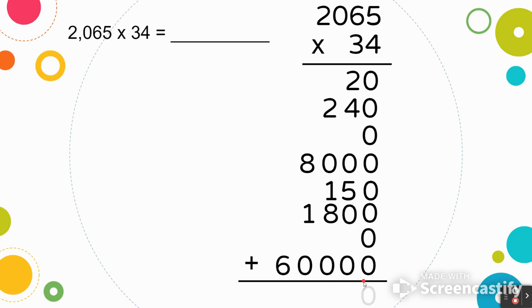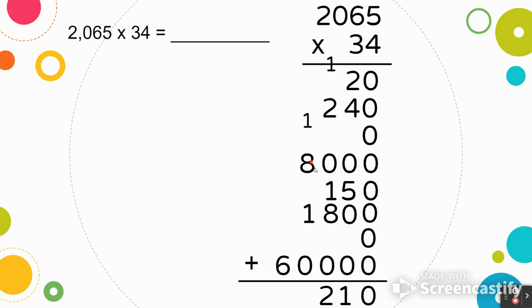Zeros all the way down, we'll get a 0 in the ones place. 2 plus 4 is 6, plus 5 is 11. So we're going to place a 1 in the tens place, regroup the 1 to the hundreds place. 1 plus 2 is 3, plus 1 is 4. Plus 8 is 12, so we're going to put a 2 in the hundreds place, regroup the 1 to the top of the thousands place.